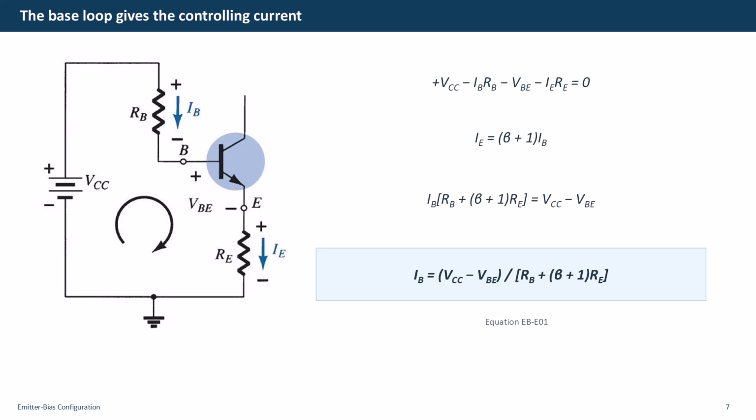The transistor current relation is IE equals beta plus 1 times IB. Substitute that relation into the KVL equation, then collect the two terms containing IB. The result is IB multiplied by RB plus beta plus 1 times RE equals VCC minus VBE. Dividing by the effective resistance gives the base current equation shown in the result bar.